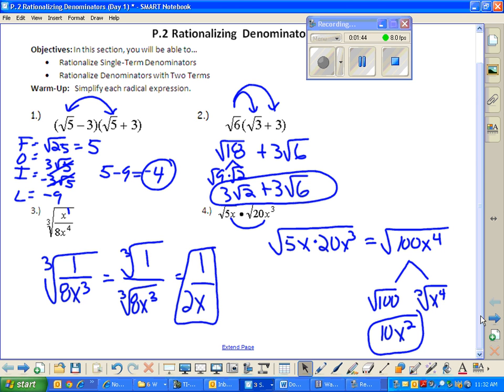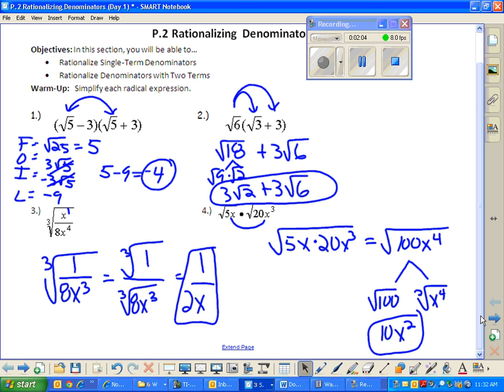I have a question about number 2, y'all. Could I have combined those? I have 3 root 2 and 3 root 6. Why not, John? Do you know? Yeah, very good. We have root 2 and root 6. They're not like radical parts, so we cannot combine them.